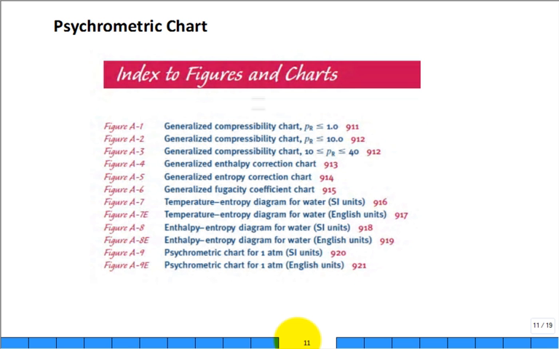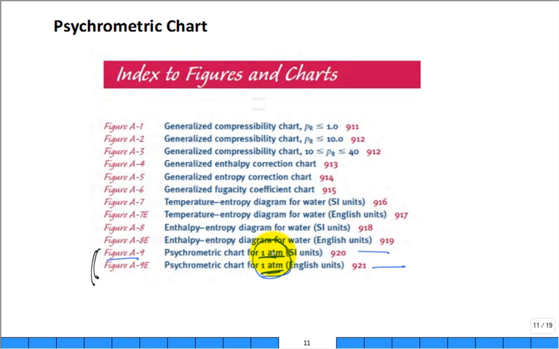Let's talk about the psychrometric chart. It's in the back of our textbook, and you'll notice that they have it in SI and English units, but there's something very important in the title for this figure. The psychrometric chart at 1 ATM. This chart's only good for 1 ATM.